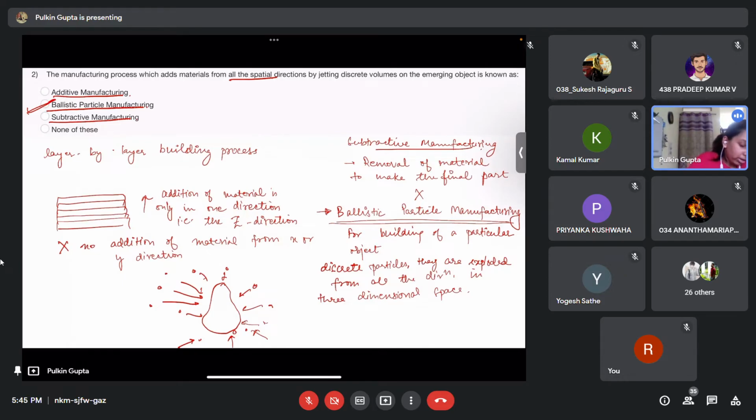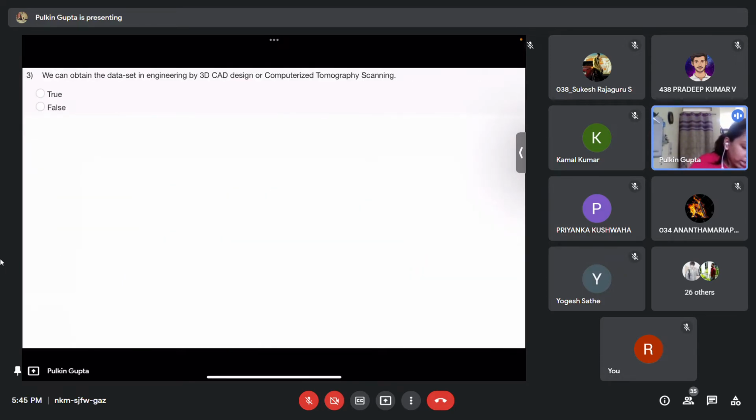Now, third question: we can obtain the data set in engineering by 3D CAD design or computerized tomography scanning. True or false? So 3D CAD design, as told earlier, is three-dimensional computer aided design. Herein you use computers and software to develop your own designs.